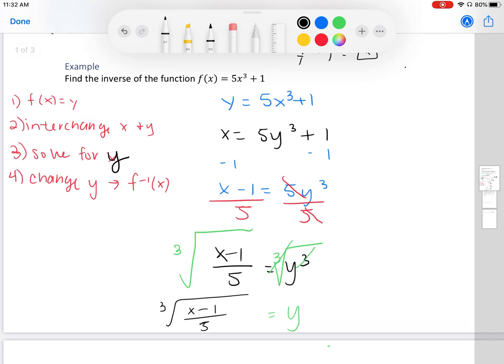Last step, you want to go ahead and change that y to inverse notation, so that I have f inverse of x is equal to the cube root of x minus 1 over 5. And there we have it. We found the inverse of the function.